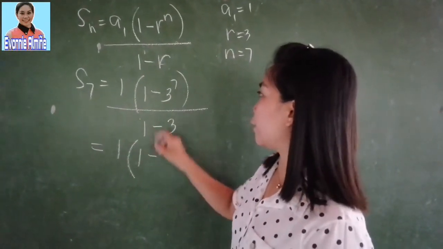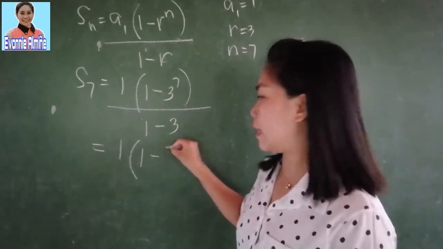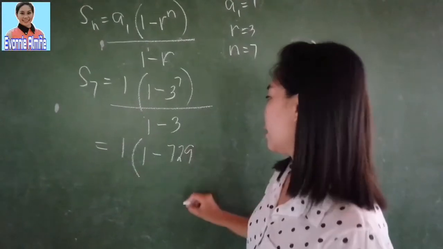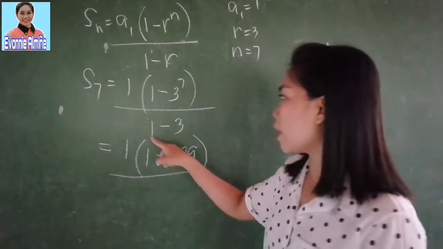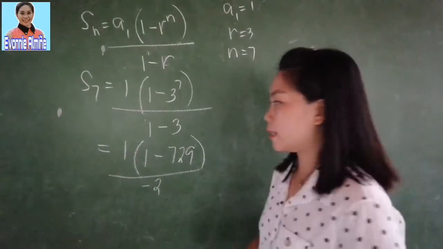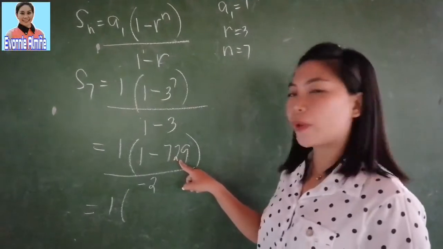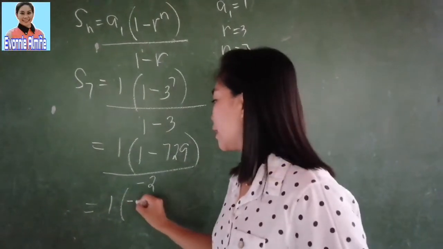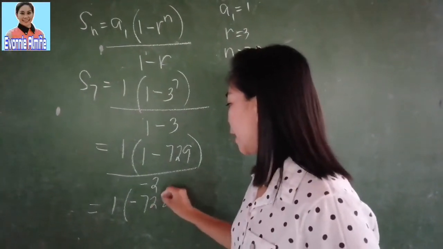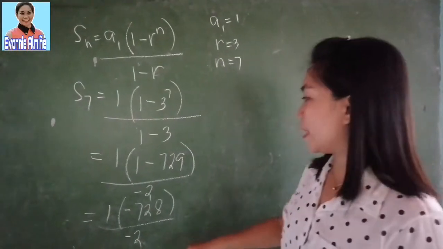Then, 1 minus 3 raised to 7, that is equal to 729. Tama ba? Over 1 minus 3, that is equal to negative 2. Let's proceed. Bring down 1. 1 minus 729, that is equal to negative 728 over negative 2. What would be the answer?